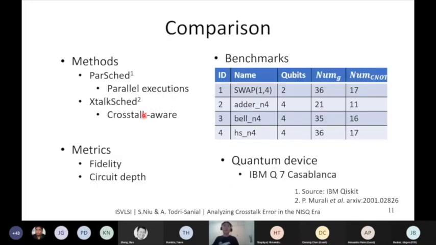Here we compare the crosstalk-aware scheduler with the parallel schedule, which is the default scheduler used in Qiskit. It enables quantum operations to execute in parallel to reduce the circuit depth without considering any crosstalk. And here is the table for the benchmarks. For each benchmark, we set the mapping to make sure that it includes the qubit pairs with high crosstalk. We performed the experiment on this quantum device, and we chose fidelity and circuit depth as the metrics.